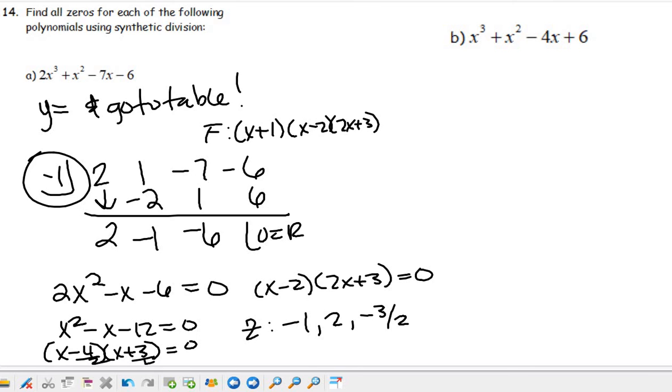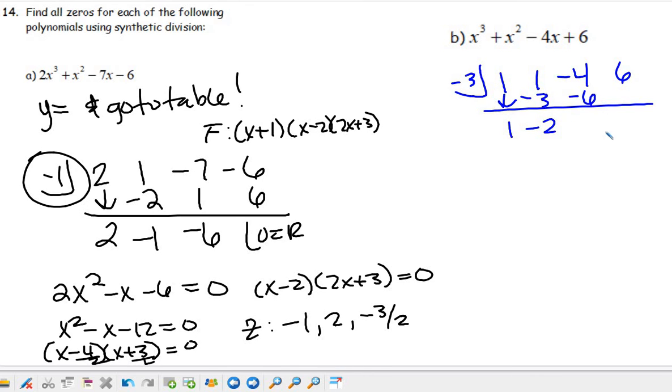So the same thing, I would go to my y equals for letter B: x to the 3rd plus x squared minus 4x plus 6. Go to my table, and I have a zero at negative 3. So I have 1, 1, negative 4, and 6. So negative 3 times 1 is negative 3, plus 1 is negative 2, times negative 3 is positive 6, minus 4 is 2, times negative 3 is negative 6, plus 6 is 0, which is what we expected to happen.